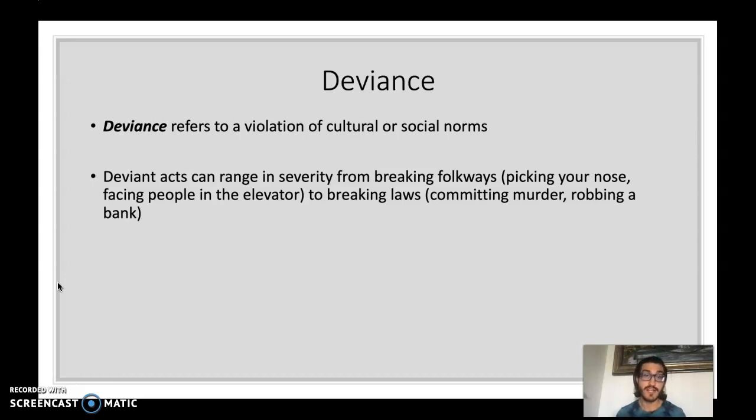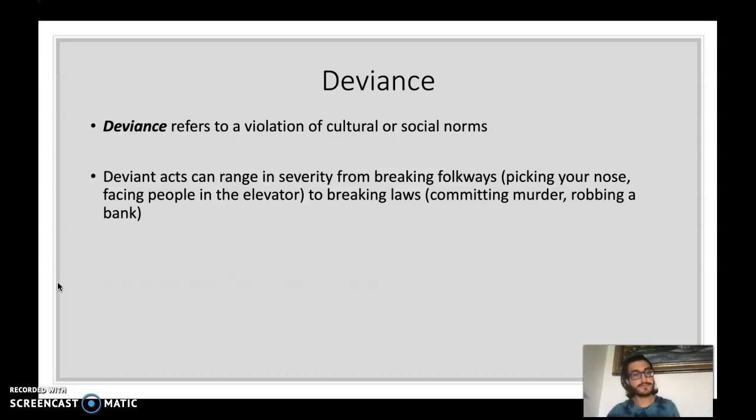So deviant acts can range in severity from breaking folkways, which are things like picking your nose, or facing people in the elevator instead of facing the entrance, right? Things that we talked about before. But deviant acts can also be more severe in terms of things like breaking laws or breaking mores, like we talked about earlier in the semester. So examples would be committing murder, robbing a bank, even subtle laws like jaywalking or speeding when you're driving.